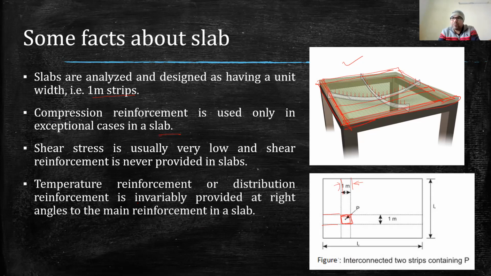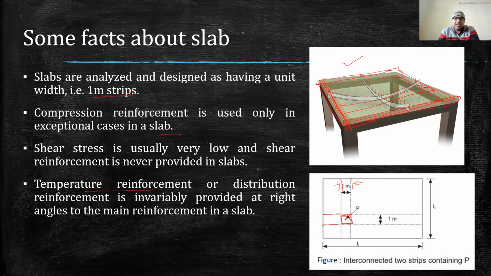And we also provide reinforcement in the slab. Against the bending along the shorter span and the longer span, we provide main reinforcement to resist the bending. Similarly, we provide secondary reinforcement also to counter some secondary effects in the slab, like the shrinkage effect, shear stress and cracks.